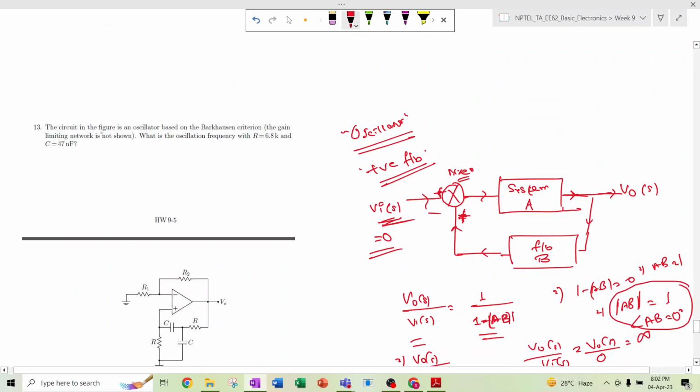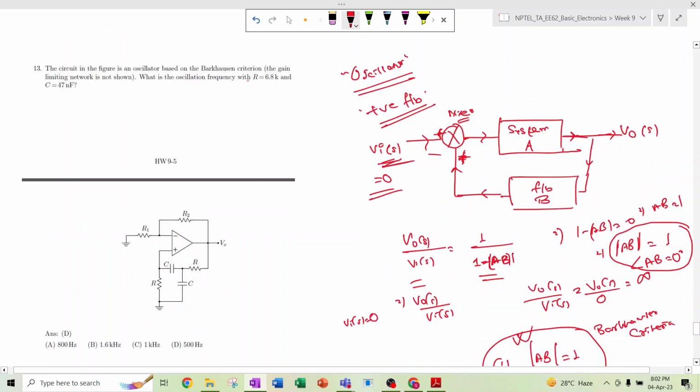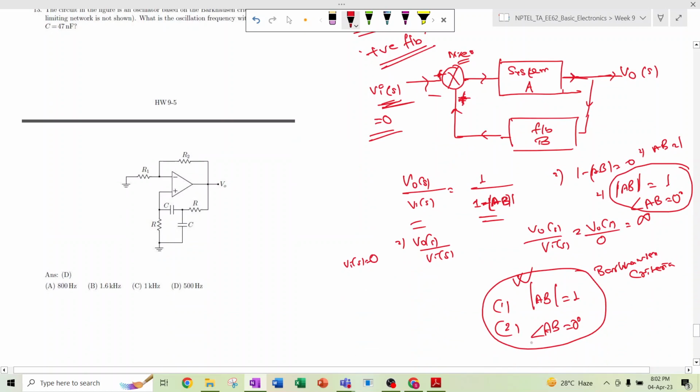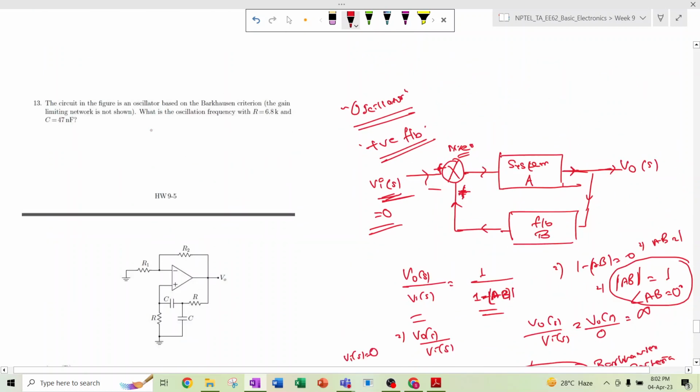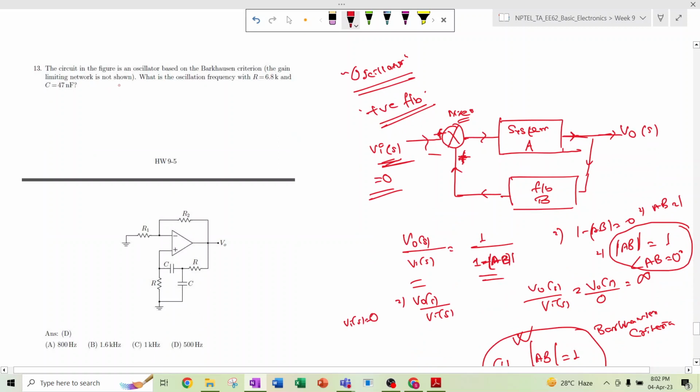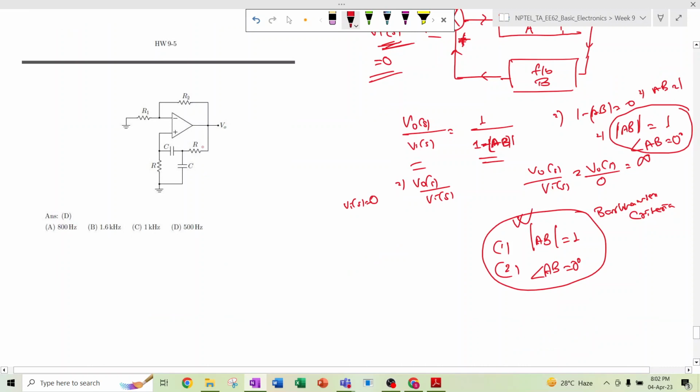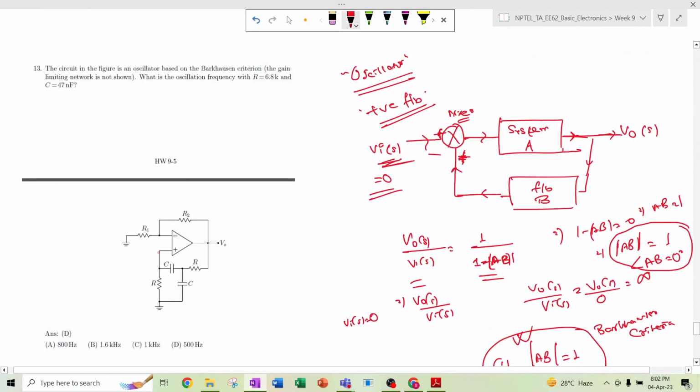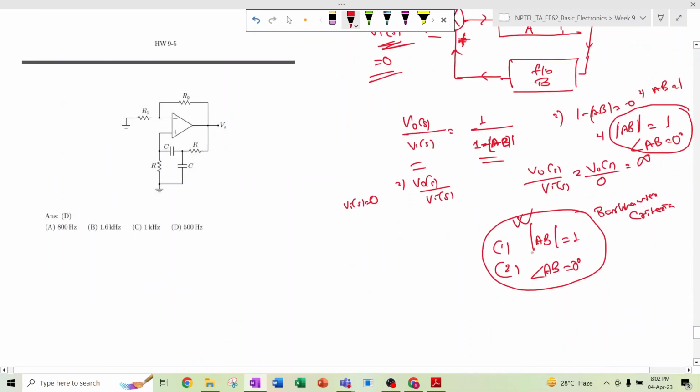Okay, so the circuit in the figure is an oscillator based on the Barkhausen criteria, that means mod AB is equal to 1 and angle of AB is equal to 0 degrees. The gain limiting network is not shown, so that is not needed here. Now it is asking, when the oscillator starts to oscillate, what is the oscillation frequency, with R and C as given. To operate this as an oscillator, these two conditions have to be satisfied. So now we are interested in how we need to find these two things.